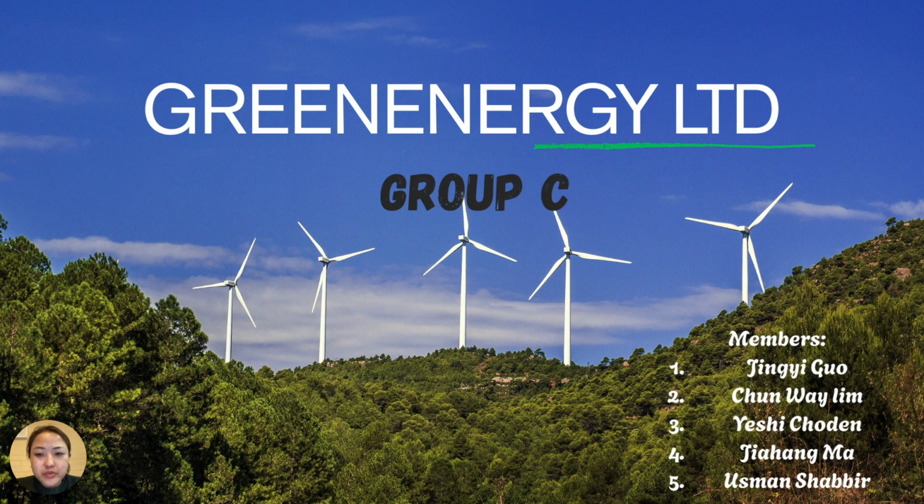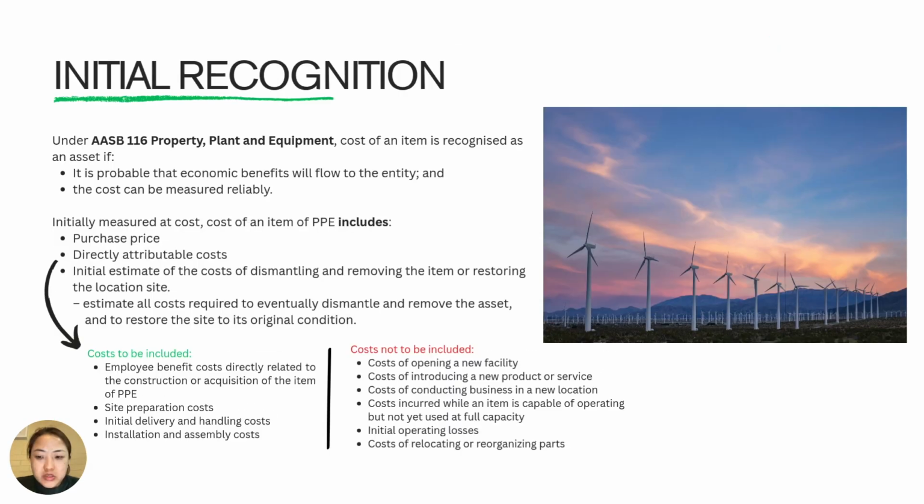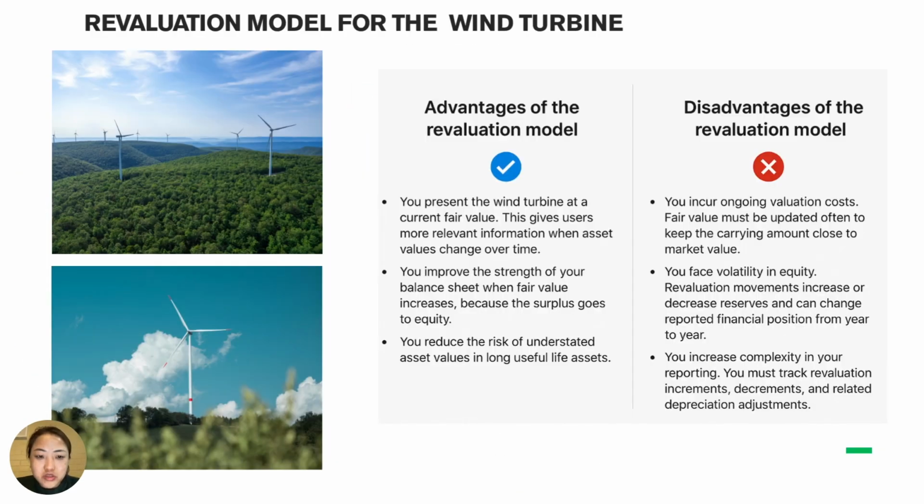Good evening. I'm here to present my part, that is the advantages and disadvantages of using the revaluation model for the wind turbine. The first presenter has already presented the costs that are included in initial recognition of the wind turbine under ASB 116, and the second presenter has also presented how GreenEnergy Limited should calculate the annual depreciation expenses for the wind turbine using the straight line method. So I'll be presenting the advantages and disadvantages of using the revaluation method for the wind turbine.